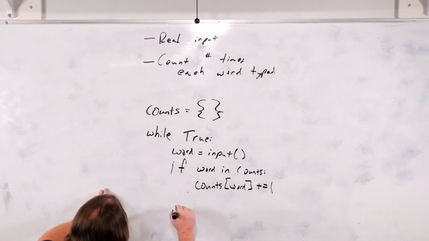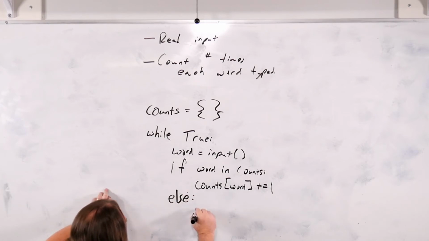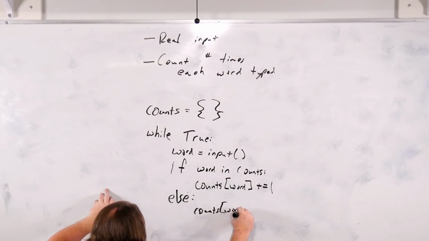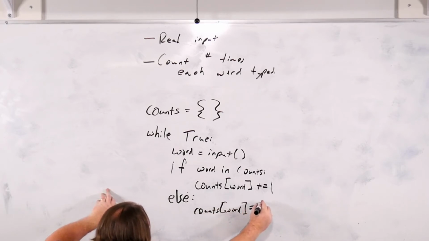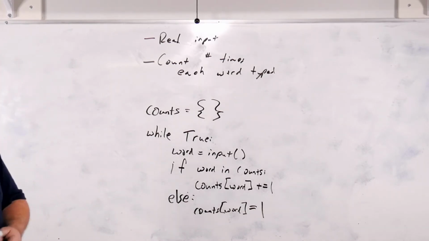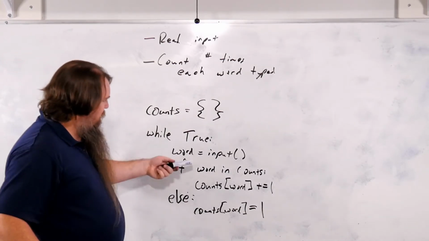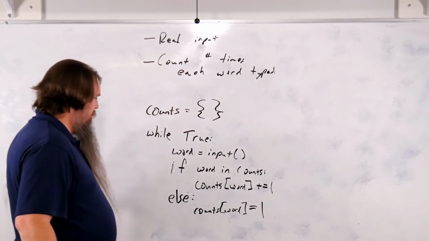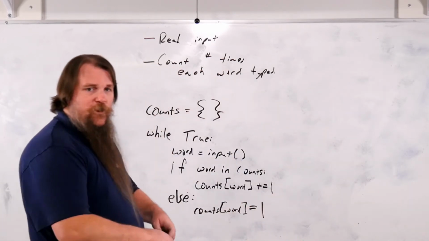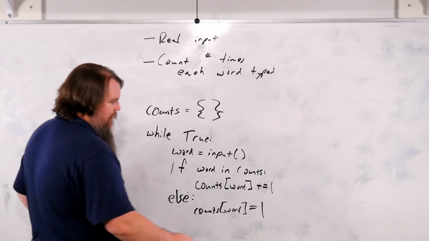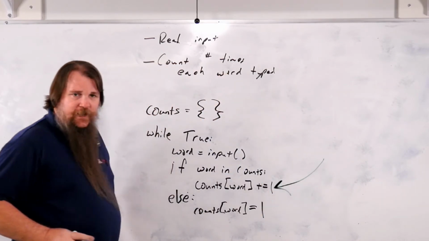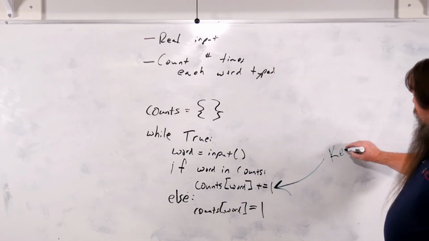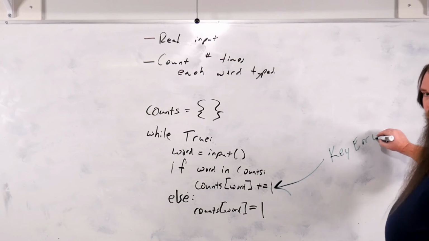If we haven't seen it yet, then we can simply say counts[word] equals 1. All right, so why did we need this if statement? If we didn't have this if statement, if we didn't check to see whether the word was already in the counts dictionary, then when we tried to increment our count, we would get what sort of an exception? We would get key error.